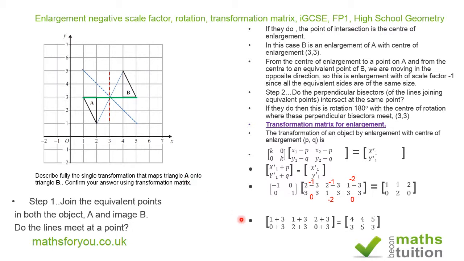All right. For the point 2, 1 on the object, the image equivalent is 4, 5. And for the point 1, 3 on the object, the image equivalent is 5, 3. Can you make sure that my arithmetic is correct?